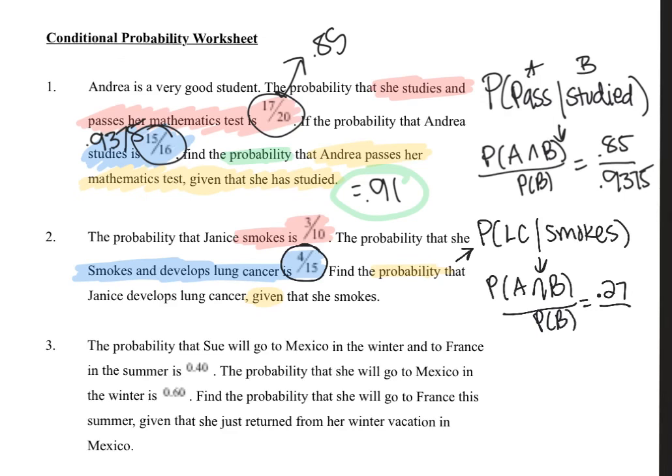And then the probability of B is that she smokes. The probability that she smokes is 3 out of 10, which is 0.3. So 0.27 divided by 0.3 equals 0.9. Okay, so there's your answer. Okay, next one.